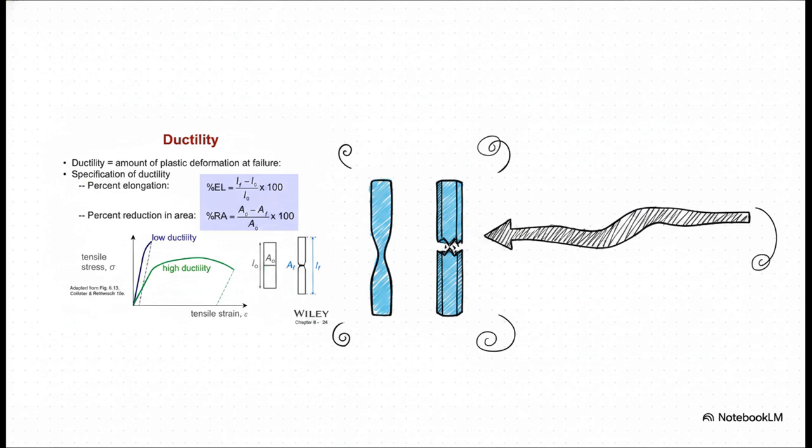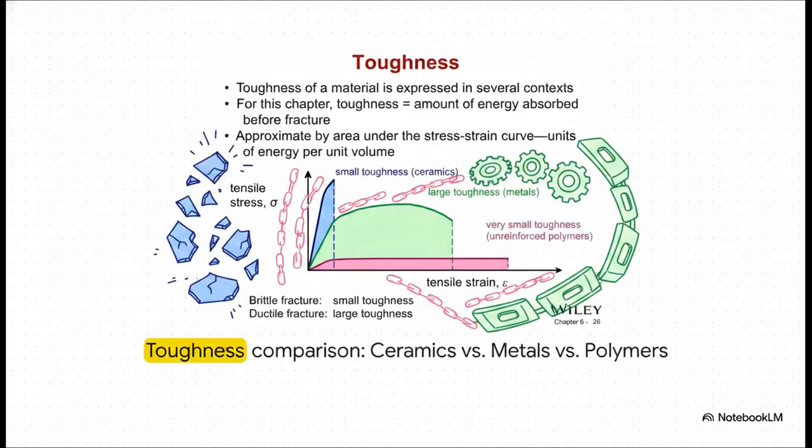We quantify this using percent elongation, how much longer the material got relative to its original length, or percent reduction in area, which measures how much that necking process shrank the cross-section. Toughness, on the other hand, is the total amount of energy a material absorbs before it fractures. Graphically, it's approximated as the entire area under the stress-strain curve.